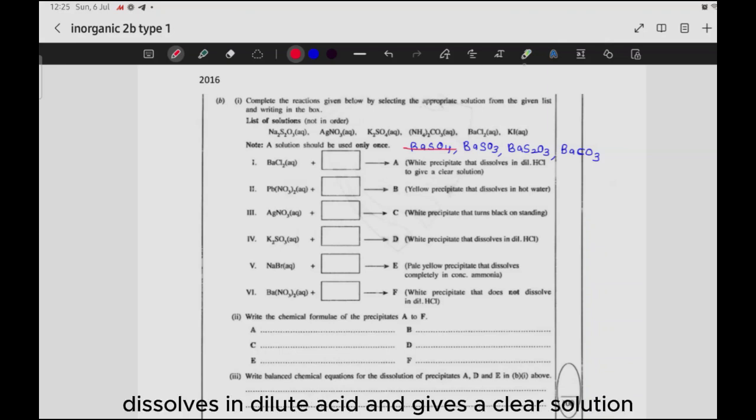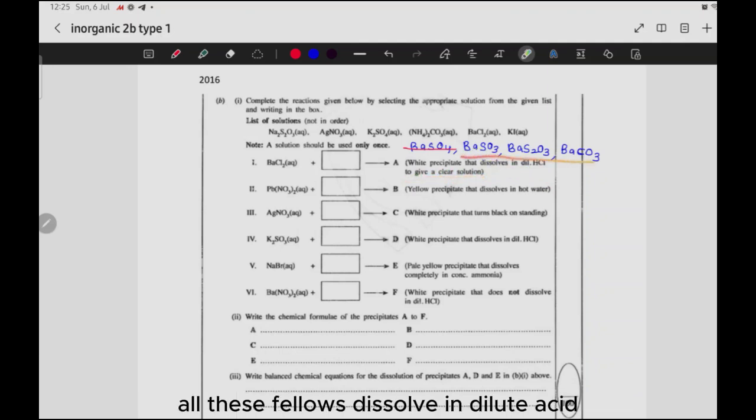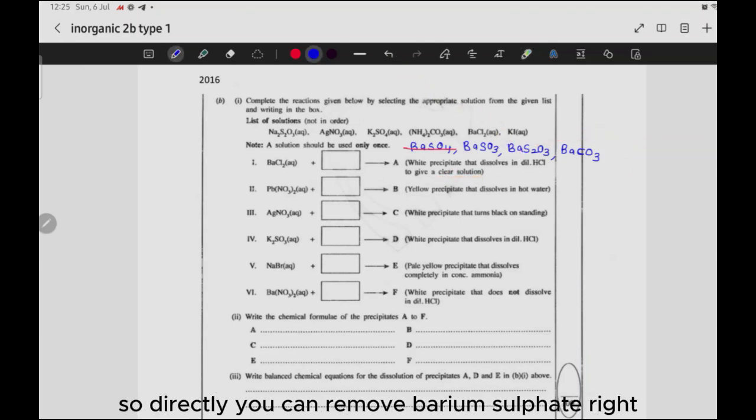And then you can see it dissolves in dilute HCl and gives a clear solution. All these dissolve in dilute HCl, yes, that's true, but does it give a clear solution? This one gives a clear solution, this one gives a clear solution. But barium thiosulfate, does it give a clear solution? No. What's the reason? When dilute HCl is added, it forms sulfur dioxide and sulfur, which is a turbid solution. So here a turbid solution is formed, which is not a clear solution. So directly you can remove barium thiosulfate, right?